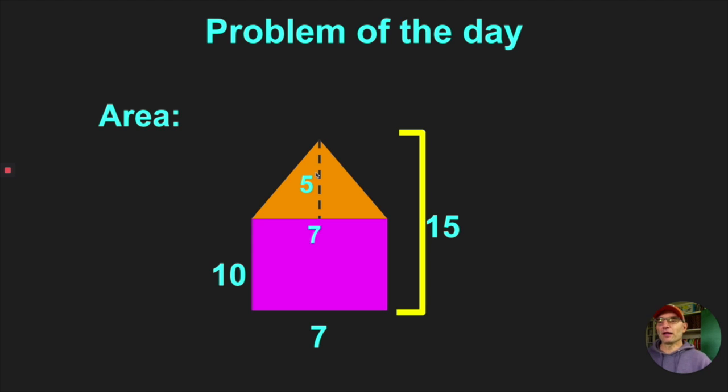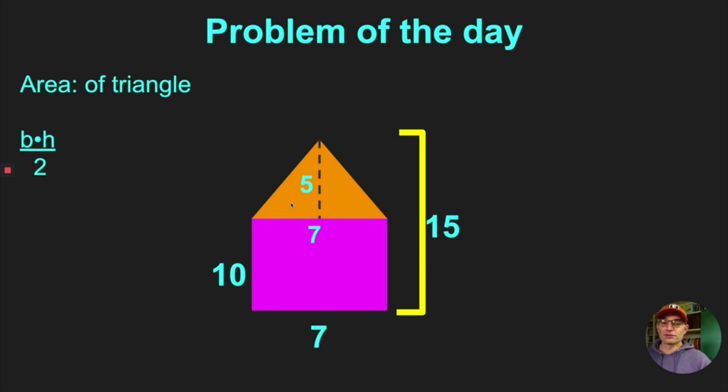So how do we find the area of a triangle? You know that it is base times height divided by 2. So that means it's going to be 5 times 7 divided by 2, which is 17.5, right? 5 times 7 is 35. 35 divided by 2 is 17.5. So the triangle is 17.5.